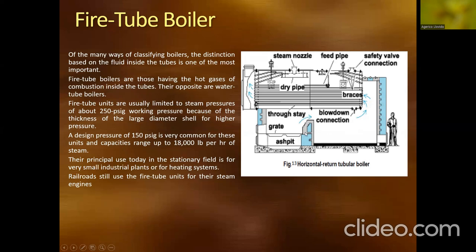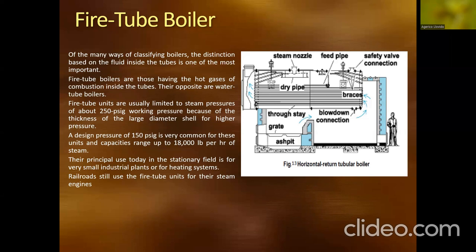Itong sinasabing fire tube, ito yung fire. Fire, dahil ng gas, papasok dito. Okay? Hot gases of combustion, papasok dito. Punta doon. Then, yung E, ito lang dito. Ito dito. Horizontal return, babalik. Yan. Tapos, chimney. So, fire tube, the opposite are water tube boilers ang kanina.